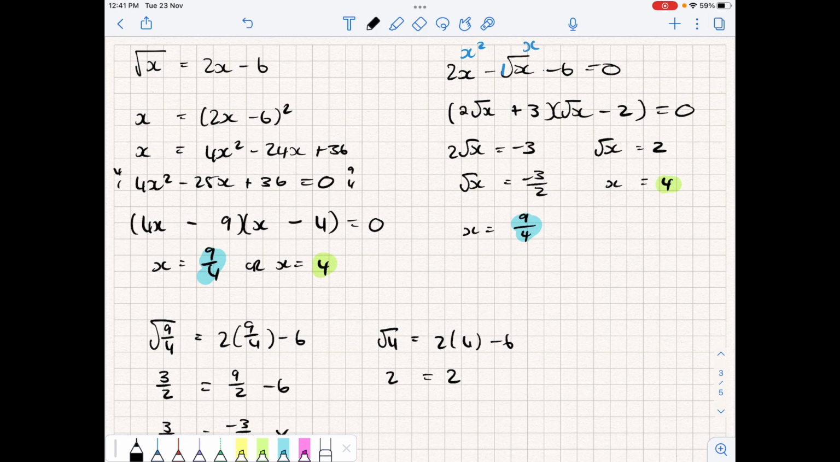So it's very important when we're working with any kind of surd in an equation. If we square it, we do lose information, and it's always important to go and check your answers are valid by putting them into the original equation.